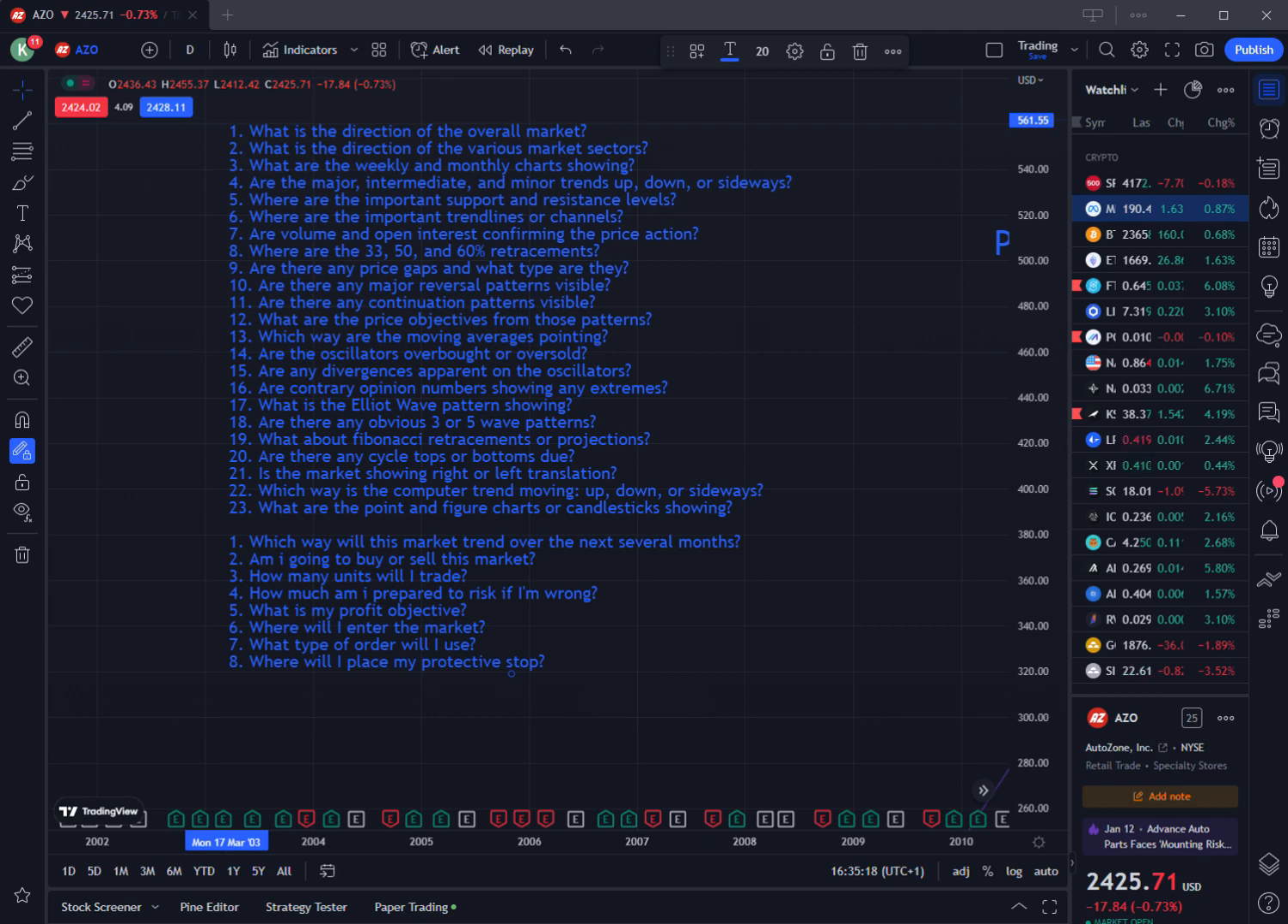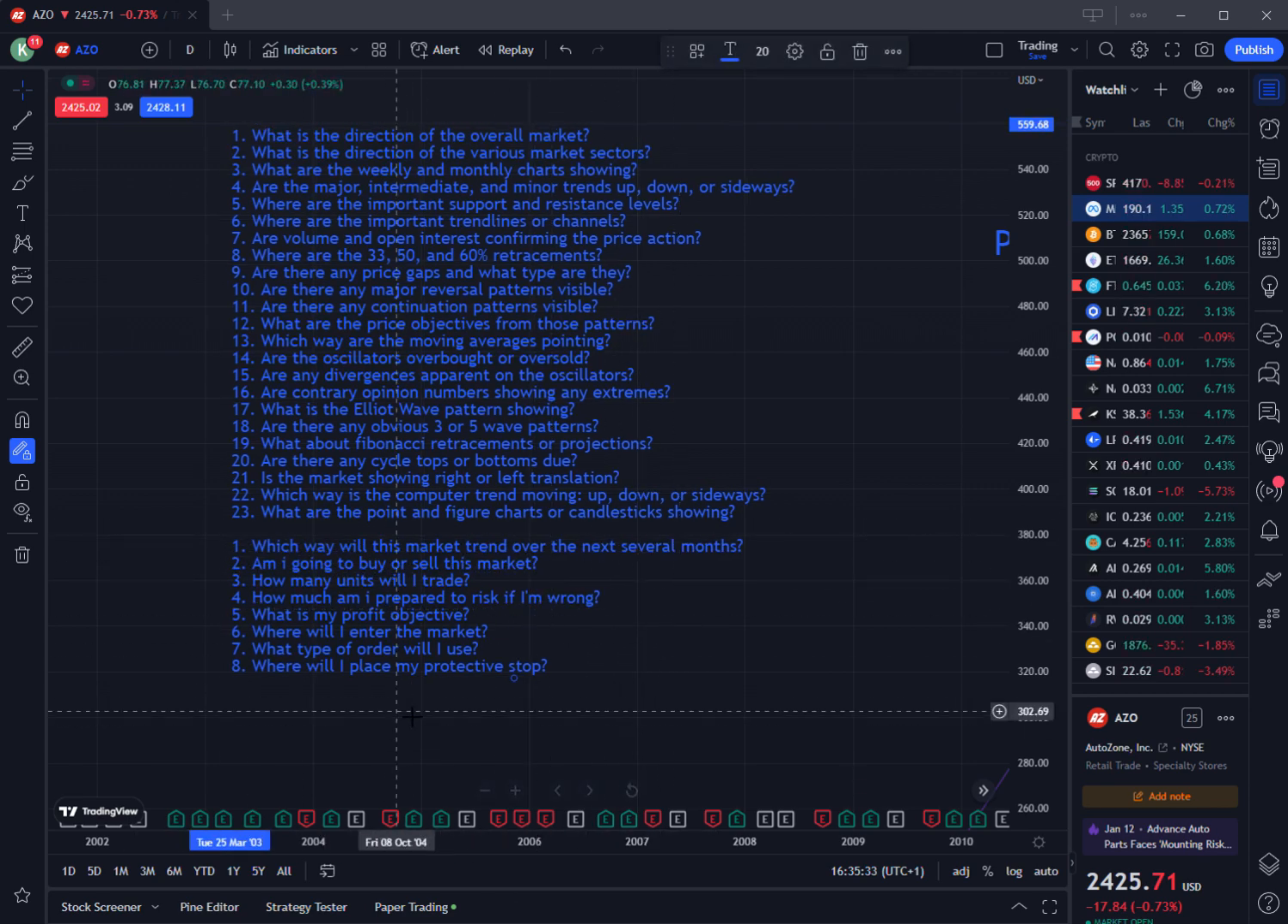Where will I enter the market? That's about the timing. What type of order will I use? There's a whole bunch of them, like market orders, limit orders. You have stop losses, stop limits, all or none, immediate or cancel, fill or kill, good till cancel. There's a whole bunch of stuff which you can use.